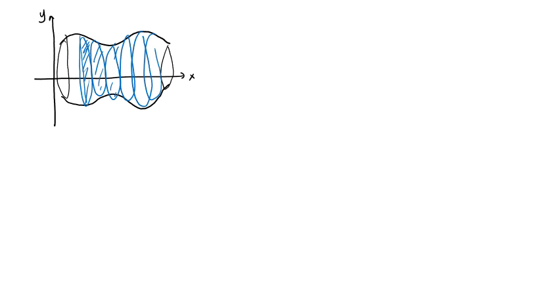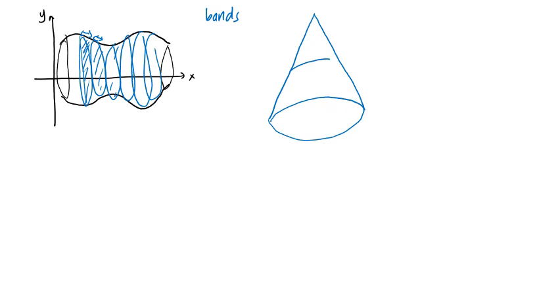To find the surface area, each of these bands, unlike the line segments in the curve arc length previously, in this case we call these segments bands. Each of these bands, the area can be considered as a portion of a circular cone. So imagine you have a circular cone, just like what we did previously, and let's cut it up into two parts.